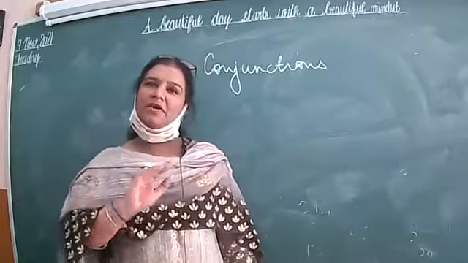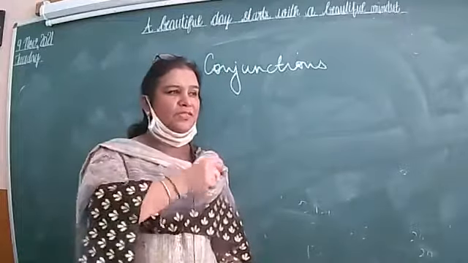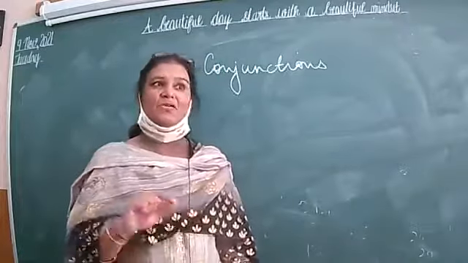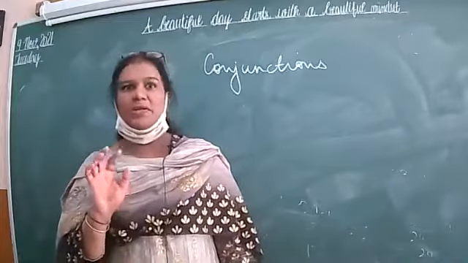Now, yesterday you were giving me examples. We were talking about conjunctions which come at the beginning. So what are they? They are the subordinated ones.